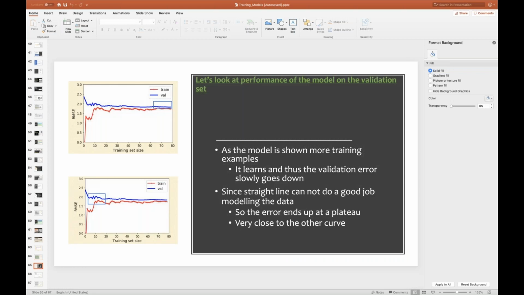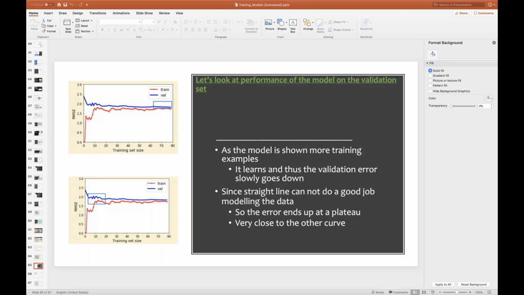Now look at this one. In this one, as the model is shown more training examples, it learns and thus the validation error goes down slowly. What I mean is, the way you trained me on apple, oranges and banana, if you can train me on grapes and strawberries also, I can do well. That is what it is telling. A model is shown more training examples. More training examples, more experience. More experience, more learning. More learning, the machine learns well. When the machine learns well, the validation error comes down.